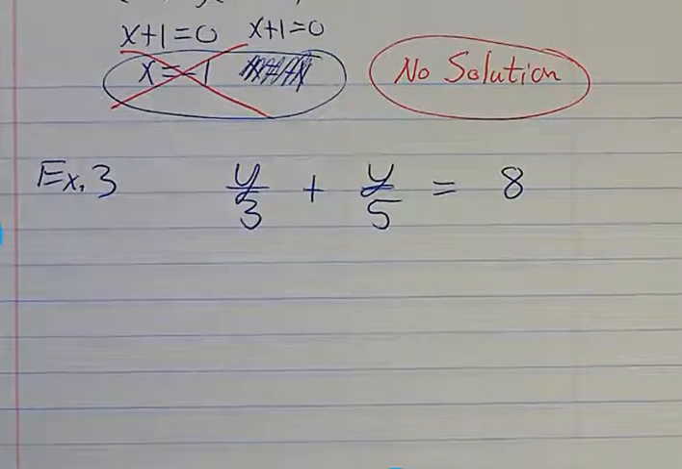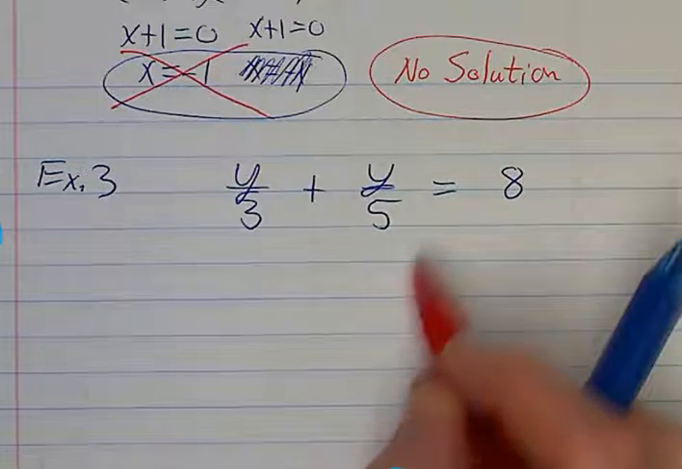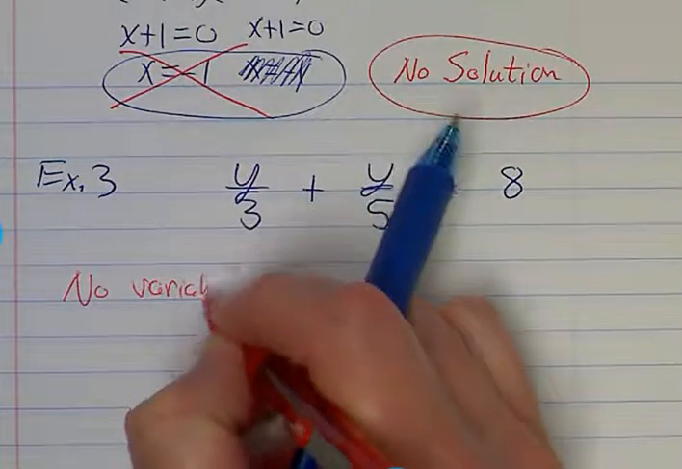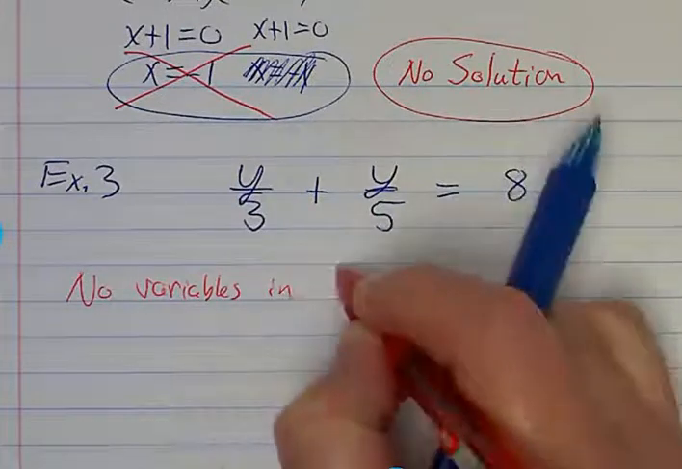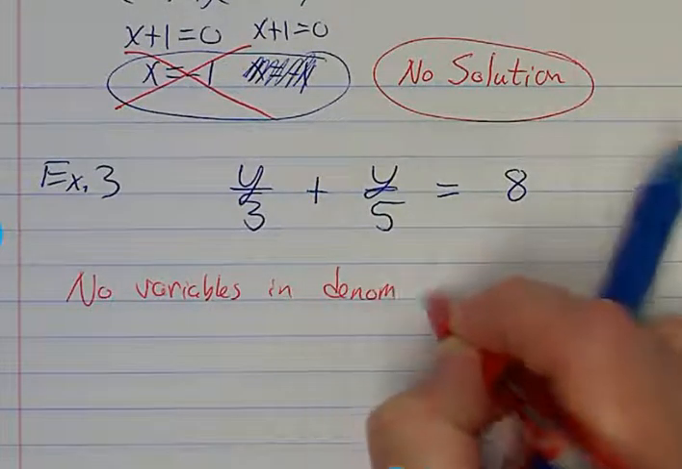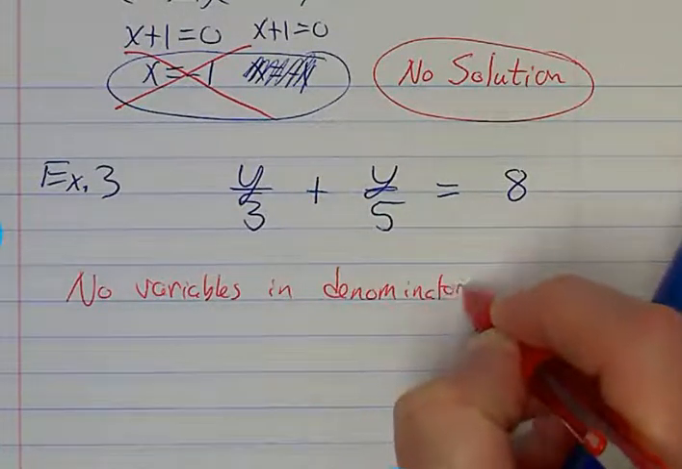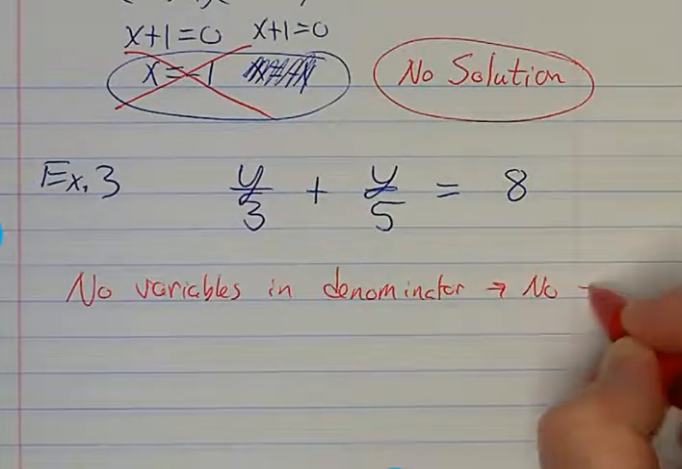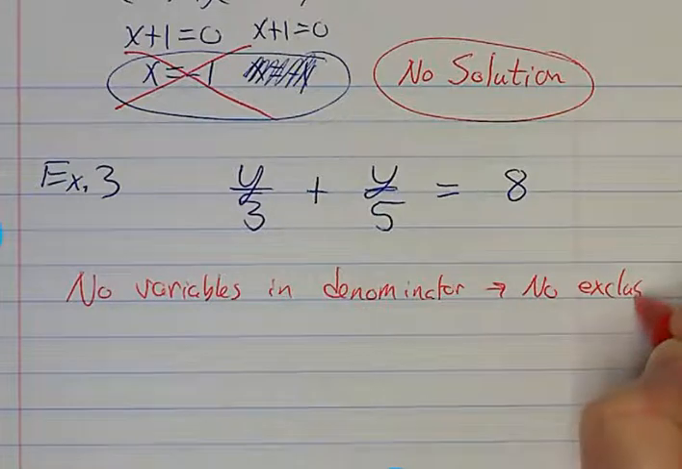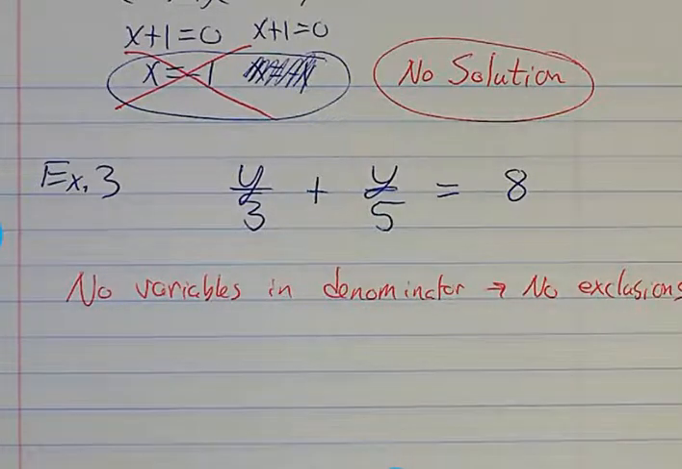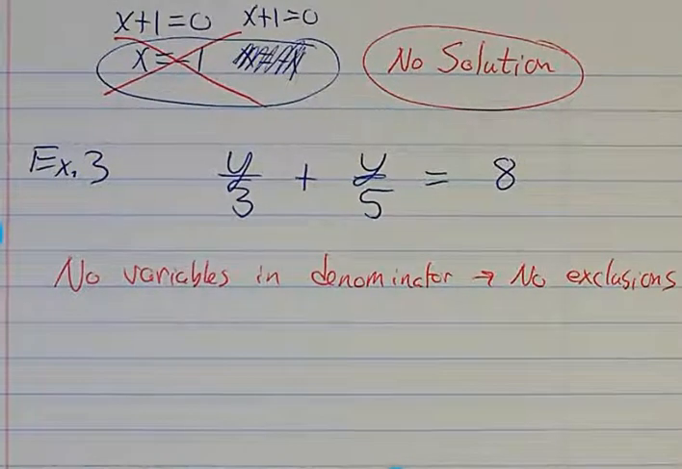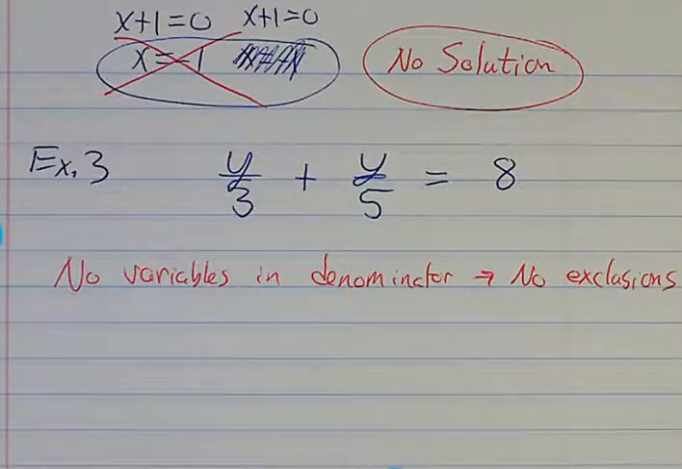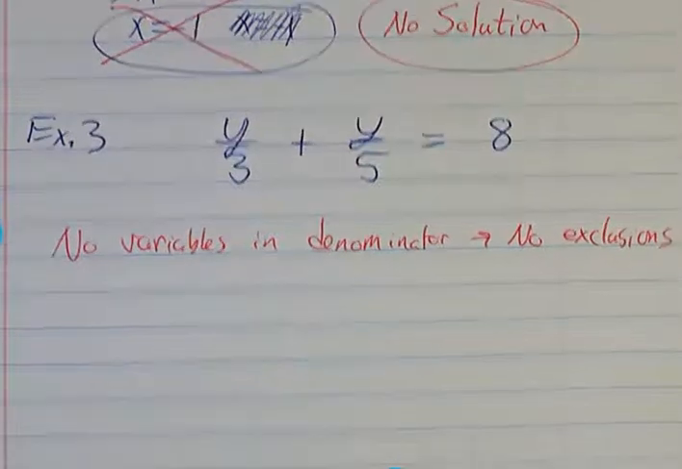All right, first thing is, if there are no letters or no variables in your denominator, because we don't have any for this one, that means you have no exclusions. So for this one, there are no excluded values. There's no restrictions because your denominators are 3 and 5. That never changes. So that part, you don't have to worry about any restrictions on this kind of problem.